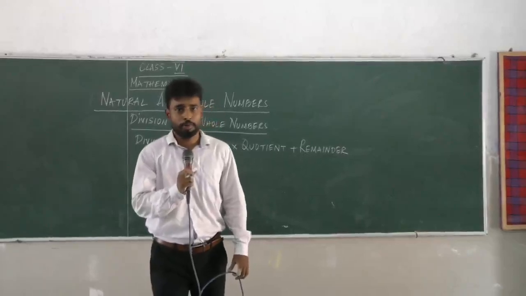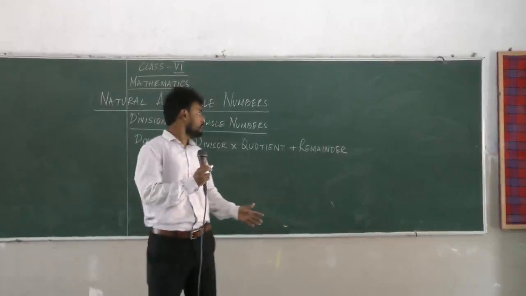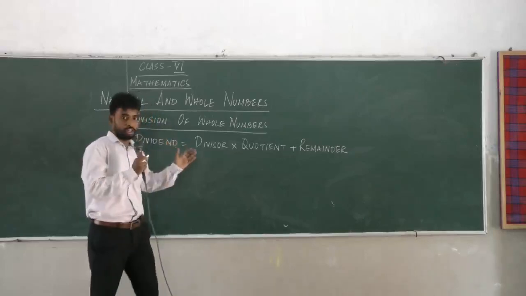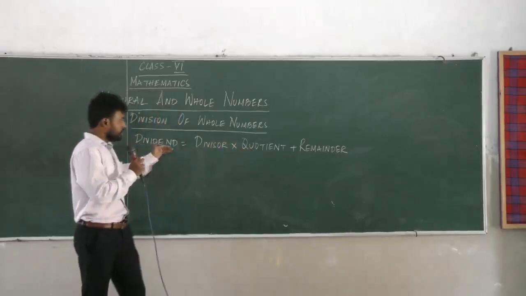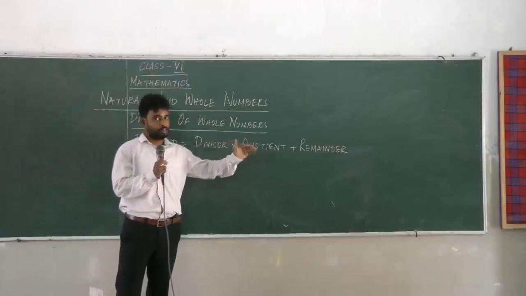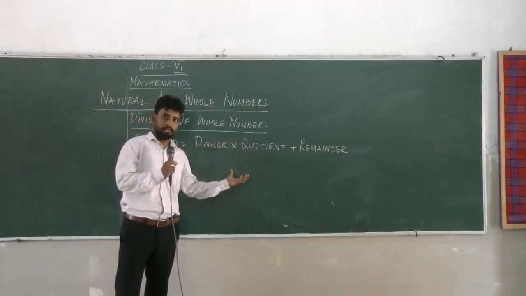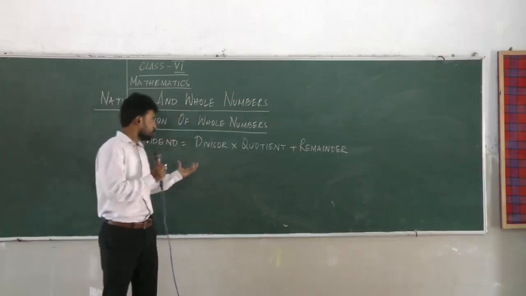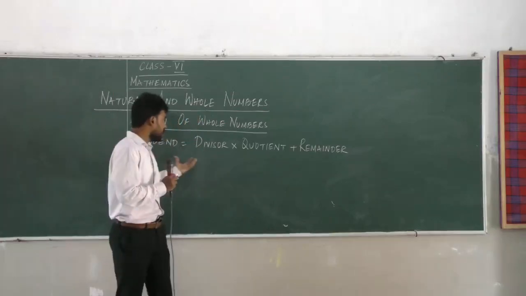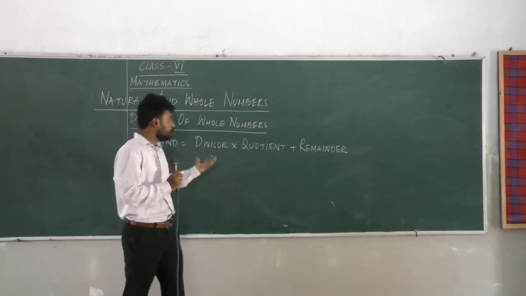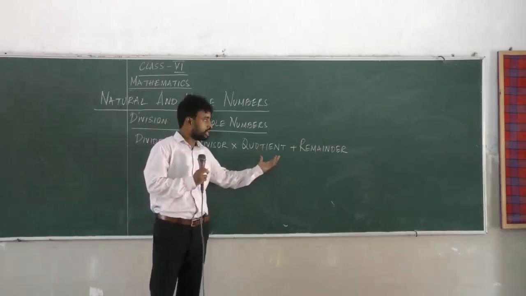Let us come to the fourth operation, that is division. And here we'll learn about the division of whole numbers. We know that dividend is equal to divisor into quotient plus remainder. Now let us do an example, and I'll tell you what is dividend, what is divisor, what is quotient, and what is remainder. And then we'll find out as to how dividend is equal to divisor into quotient plus remainder.